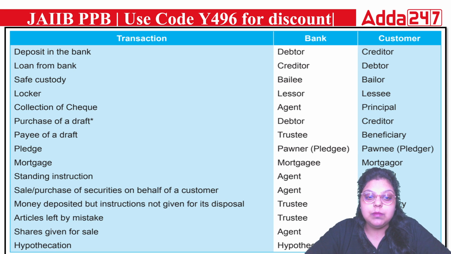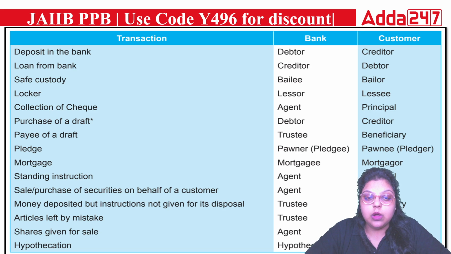Apart from that, if I am taking a loan from a bank on an immovable property like a home loan, in that case usually the possession remains with the borrower, but sometimes it can go to the lender as well. In that case, I will be a mortgagor and the bank will be a mortgagee.